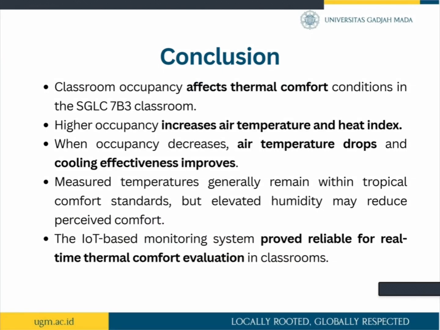Based on the results of this study, we can conclude that classroom occupancy was found to have a significant influence on thermal comfort conditions in the Sglc 7B3 classroom. When the classroom was occupied, air temperature and heat index values increased due to metabolic heat generated by occupants. After the class ended and the room became vacant, the air temperature decreased as the cooling system operated more effectively. Although the measured temperatures were generally still within the acceptable comfort range for tropical standards, the relatively high humidity during occupied periods may reduce the perceived thermal comfort.